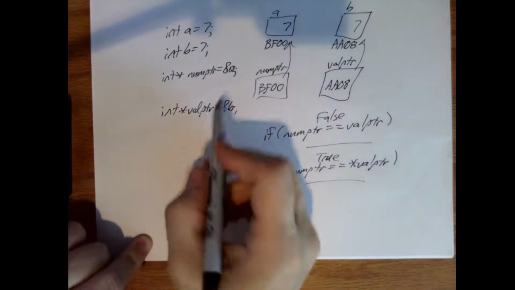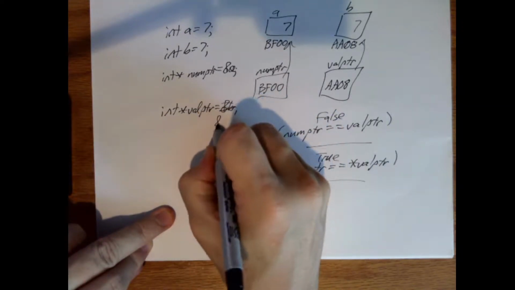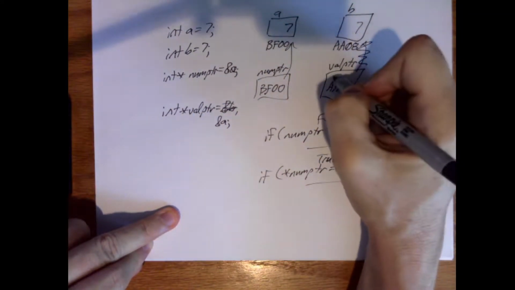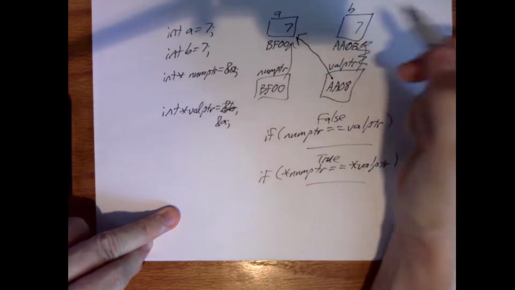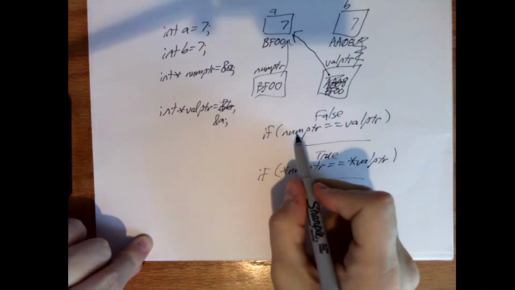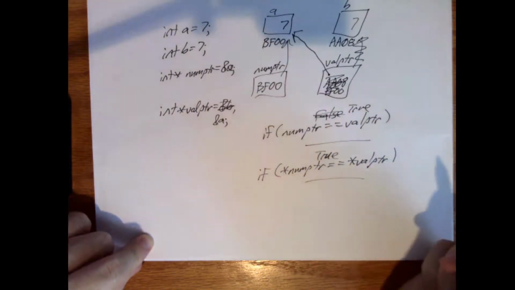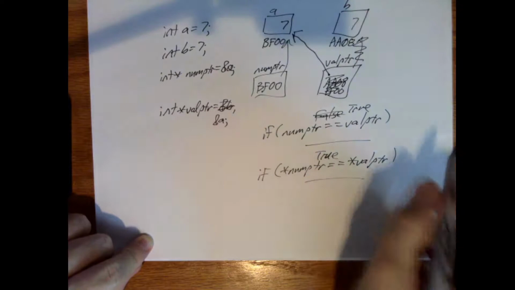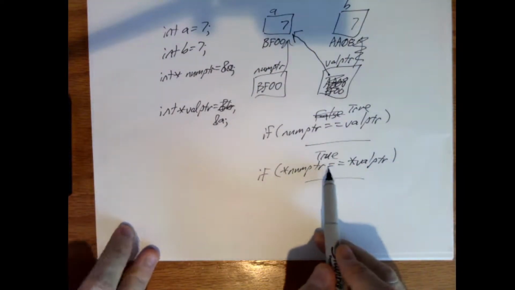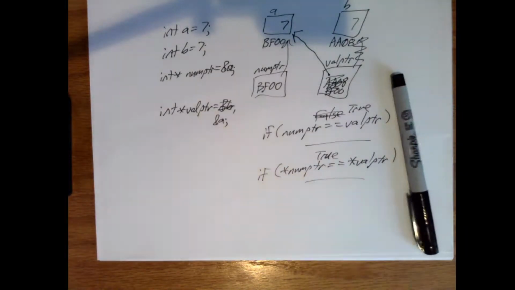If when I had written this, I instead had given val pointer the address of A, which is perfectly fine, I could have done that, then val pointer would have pointed to this, so it would have contained BF00, and num pointer would be equal to val pointer. So it would have had true in that case. And then this, of course, then has to be true because they're both pointing to the same memory location. This can't help but be true in this case. All right? So just be careful when doing that type of thing.